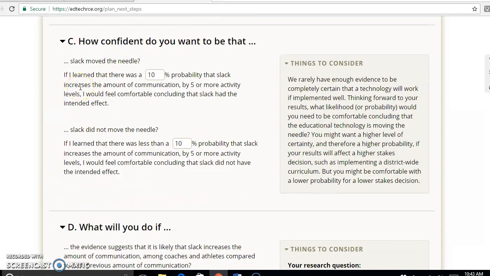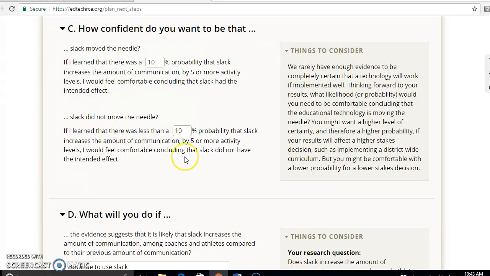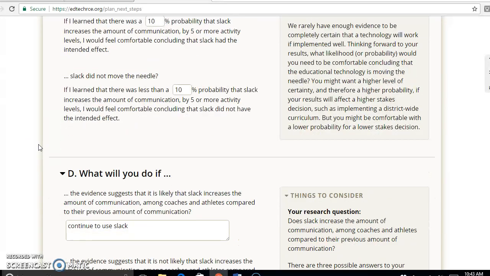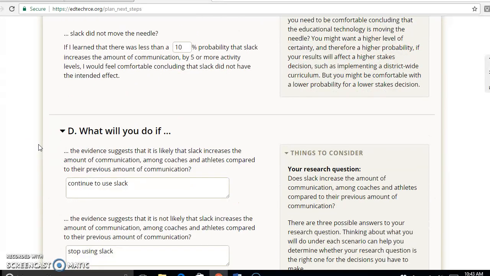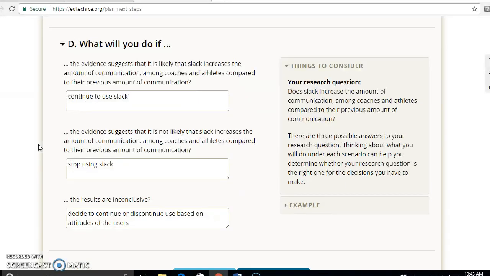The way that I would consider whether or not Slack moved the needle, improved or didn't improve, was whether or not there was a 10% increase or 10% probability that communication was improved, 5 or more activity levels, so at least once a day per week. If the amount of communication increased, then I would continue to use it, and if not, I would stop using Slack.